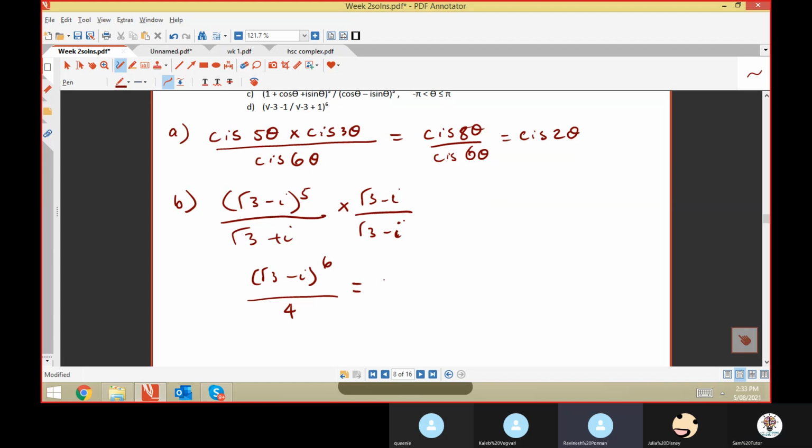Can someone help me out here? Someone help him out? 2. Can you tell us how you got that? Root 3 squared plus minus 1 squared. Yeah, pretty much. A squared plus B squared, and then you square root it.